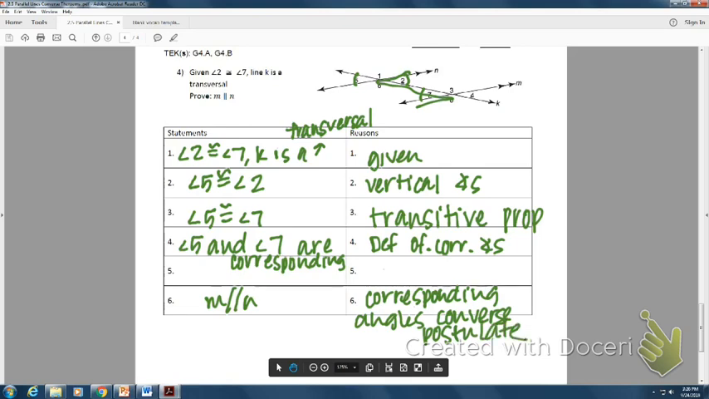So whether you jump straight to the alternate interior converse or you went all the way down to corresponding angle, or if you found another way, great. They're all right, just some take more steps than others. Questions? Okay, then the remainder of the class, I'm going to hand out your homework in a second.